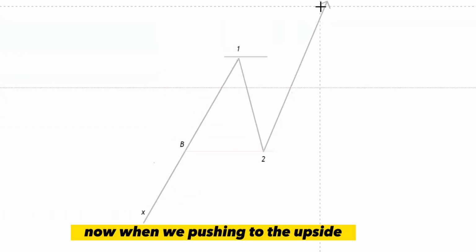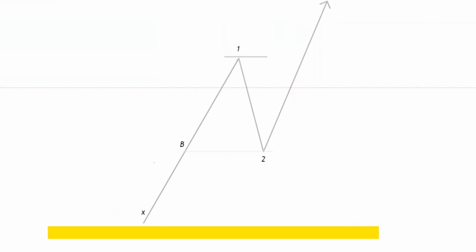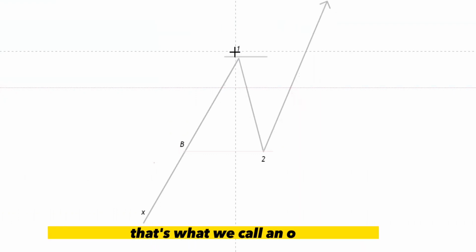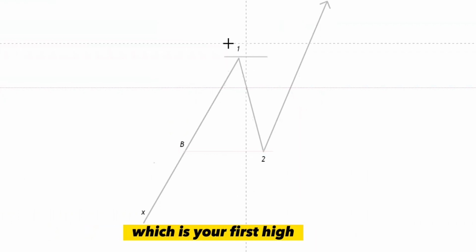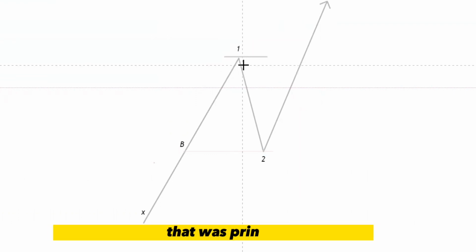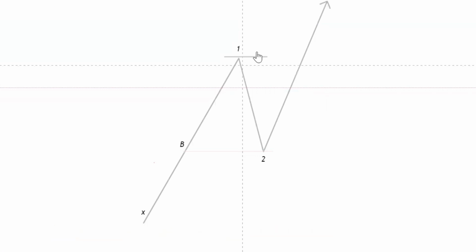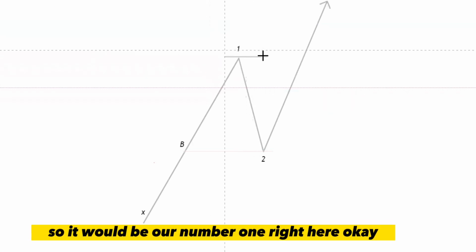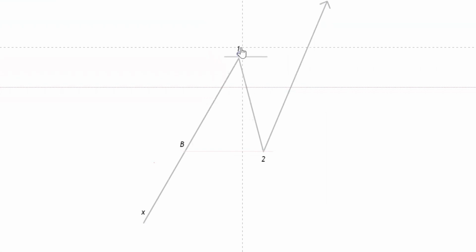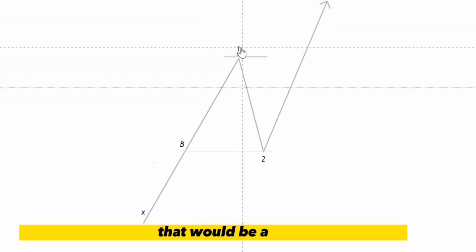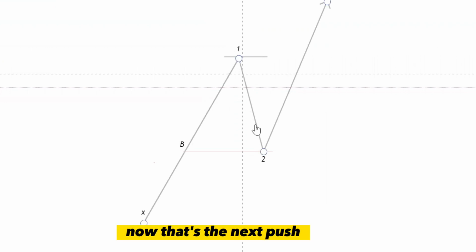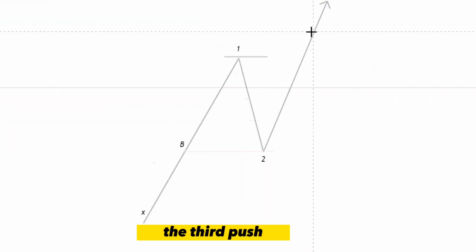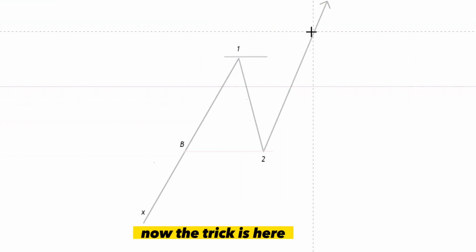Now when we're pushing to the upside, that's what we call an old high on this level, which is your first high that was printed by London session. So it would be our number 1 right here. That would be our liquidity grab or an old high. Now that's the next push, the third push.